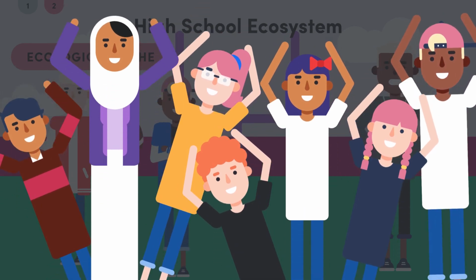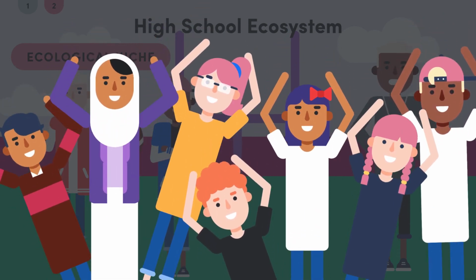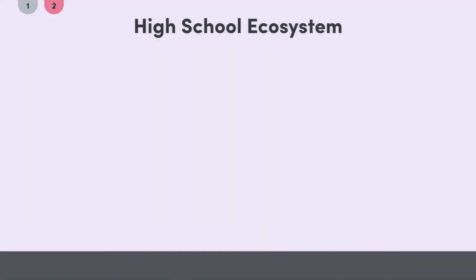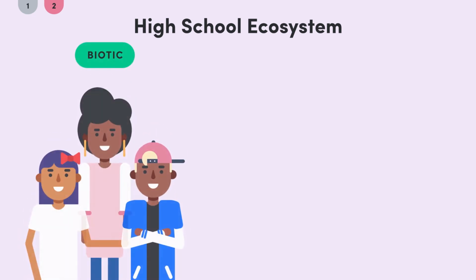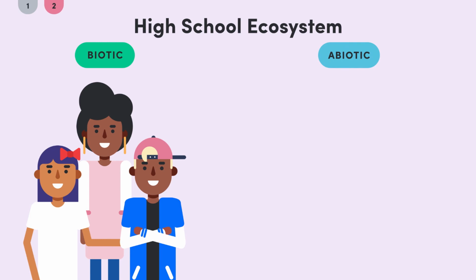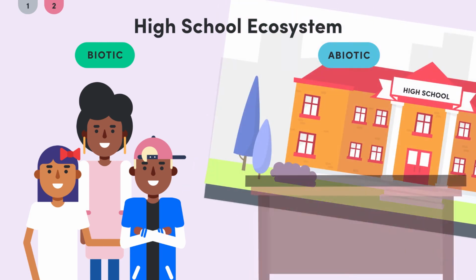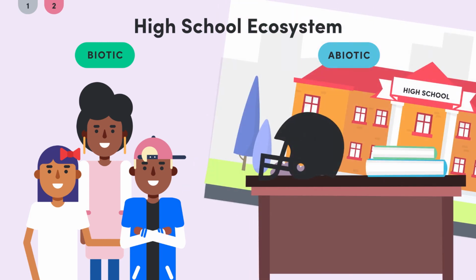Be yourselves, guys. Don't listen to any label society tries to put on you. Anyway, hopefully you can see where I'm coming from. The entire high school ecosystem is all the interactions between the biotic factors, the students and the teachers, and the abiotic factors, the campus, the desks, textbooks, sports equipment, etc. This all creates a self-contained high school environment.